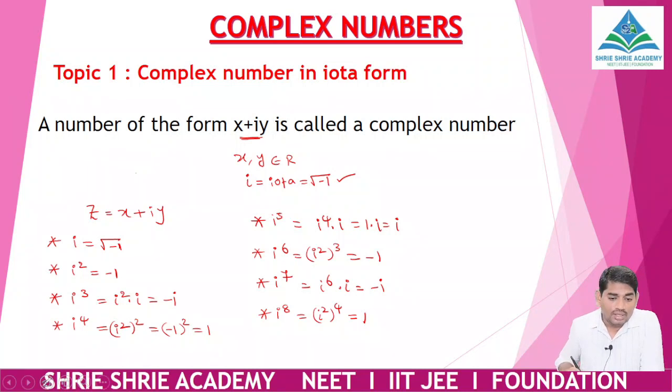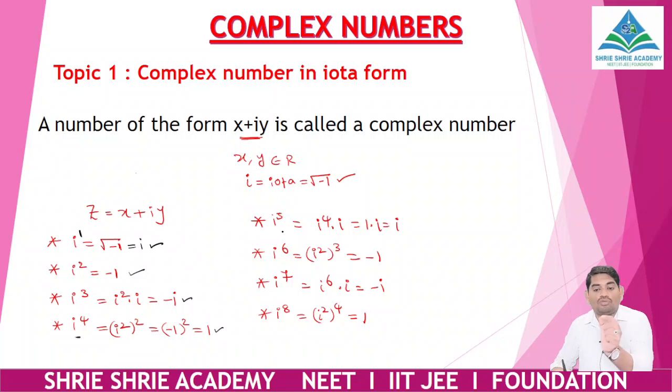Students, remember one thing here. See here, i power 1 is equal to iota. Then iota power 2 value is minus 1, and iota power 3 value is minus iota. Iota power 4 value is positive 1. Then similarly iota power 5 is iota, iota power 6 is minus 1, iota power 7 is minus iota, and iota power 8 value is also equal to 1. Again the same 4 values keep on repeating.